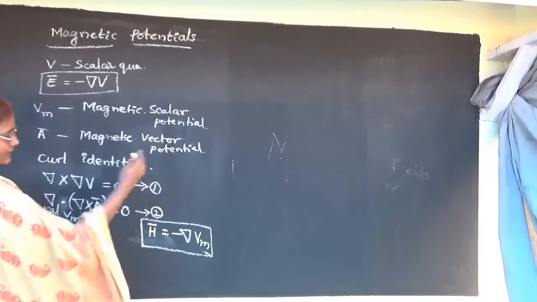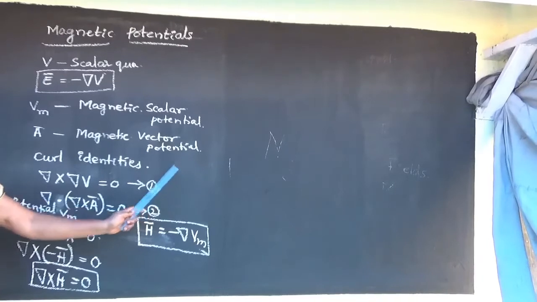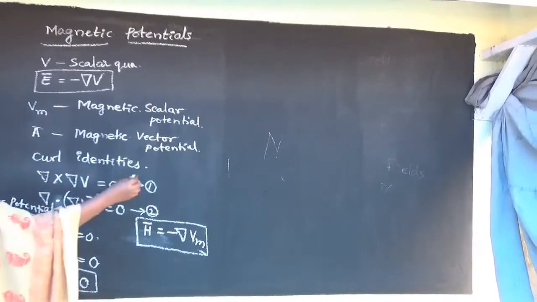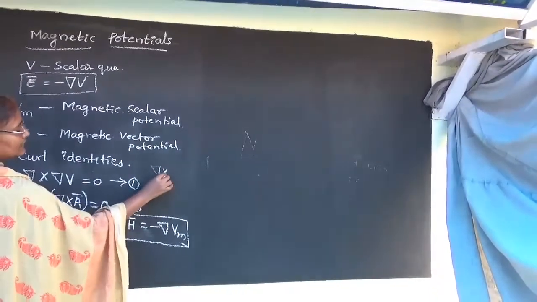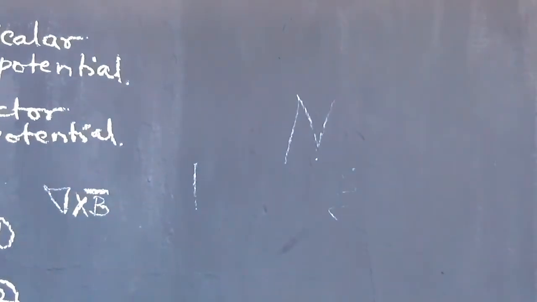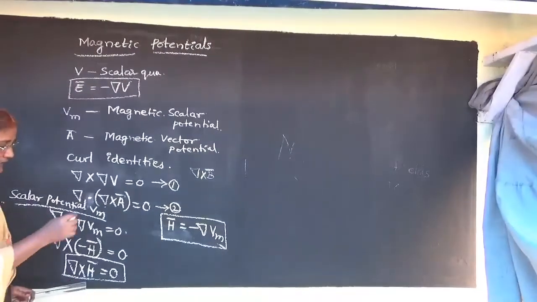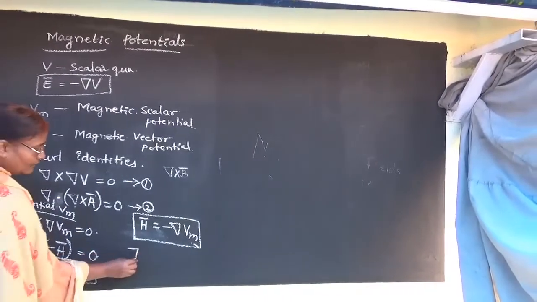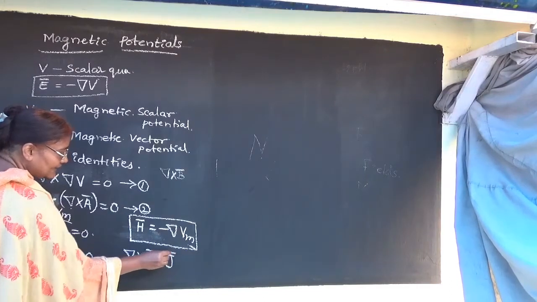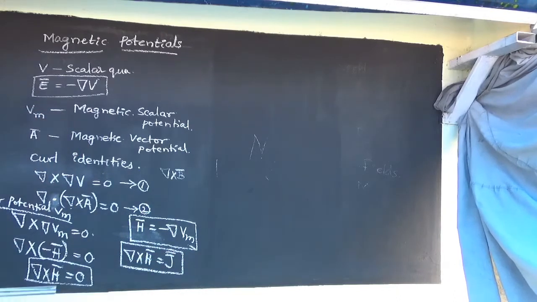Del cross some vector is nothing but the curl of that vector. Suppose we have del cross vector B bar, we call it the curl of B bar. In the same way, the curl of magnetic field intensity is not this formula. The curl of magnetic field intensity is another formula, which involves the current density. This is the actual formula.